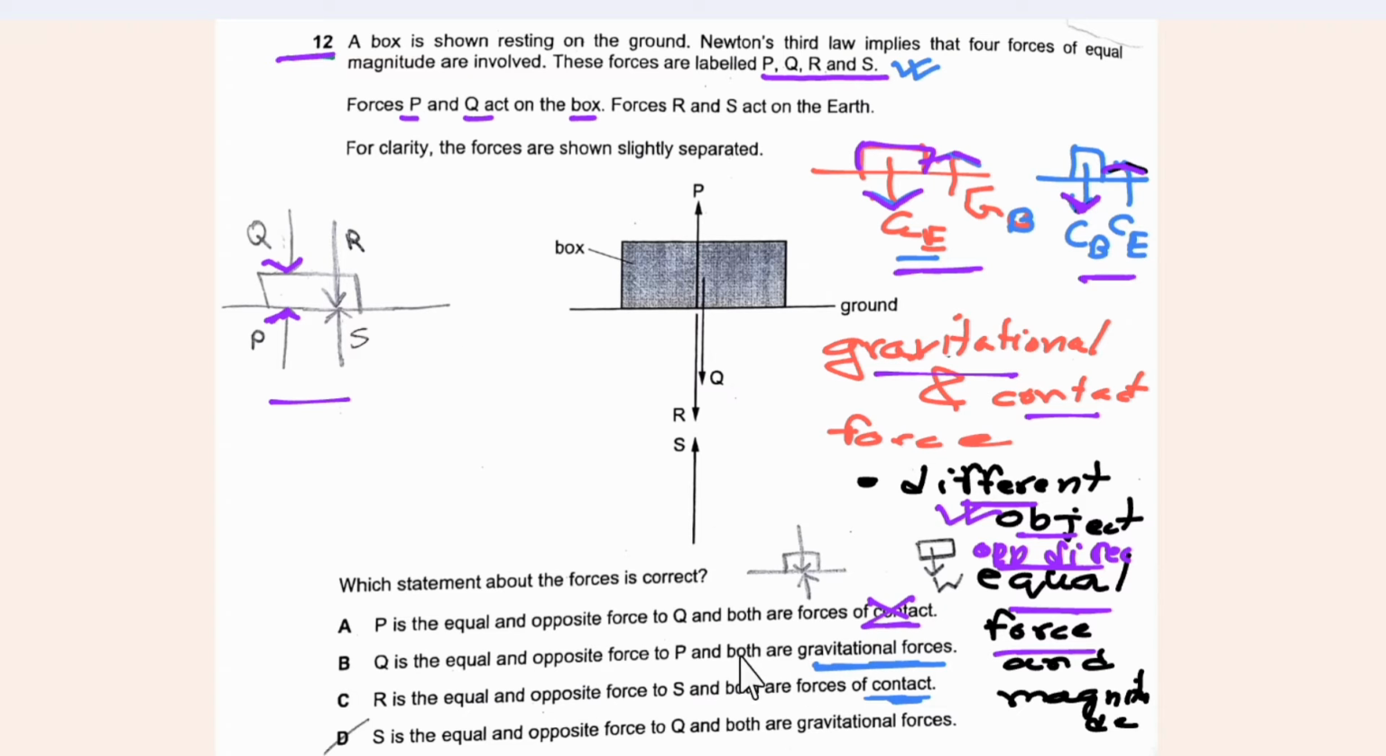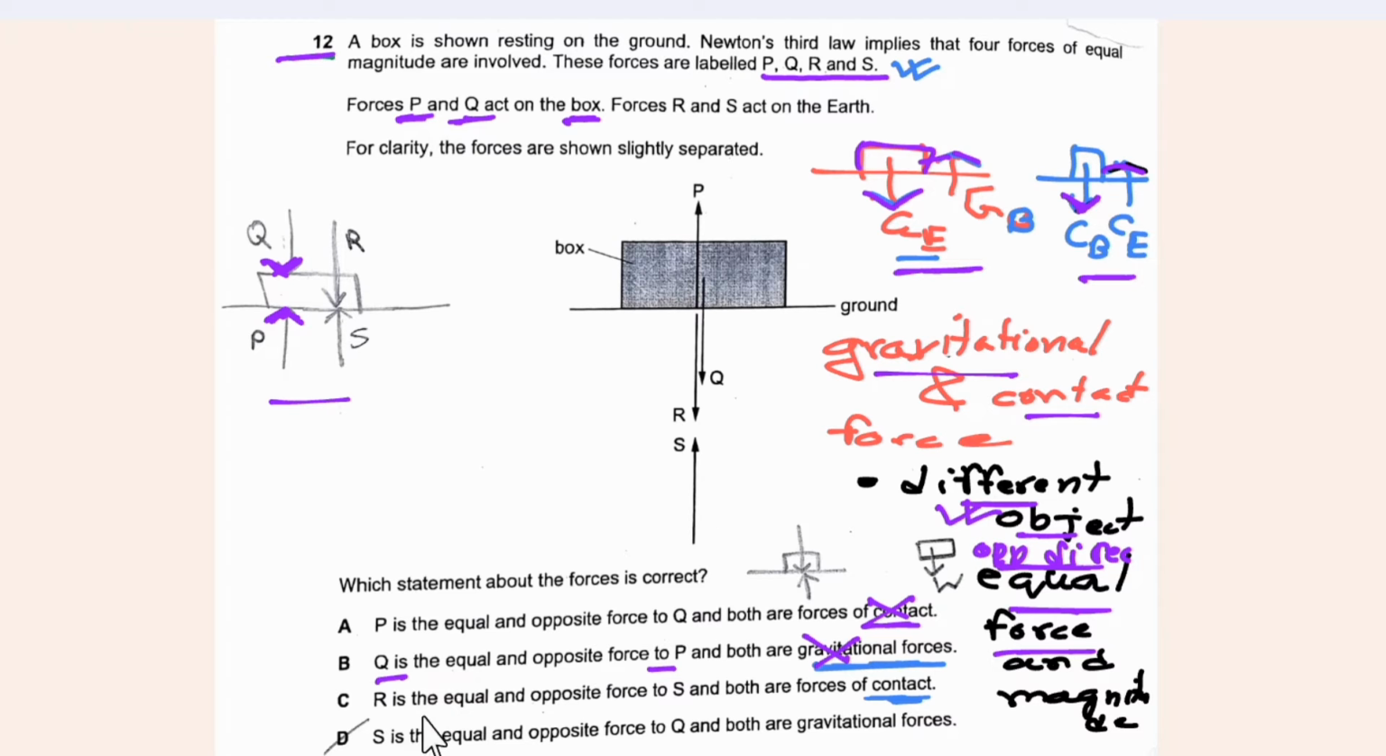Then for the second statement, Q and P are of equal magnitude and act in opposite direction, but both are gravitational force. But as we know that gravitational force act on different objects. Here we can see that force P and Q act on the block, that means the same object. Since the forces are acting on the same object, these are not the gravitational force.